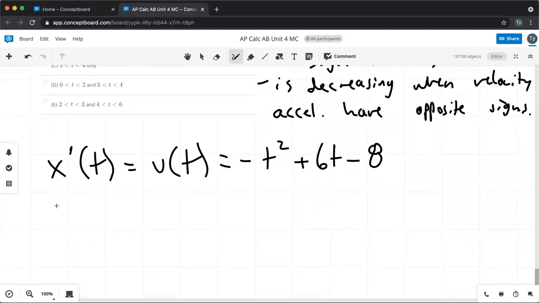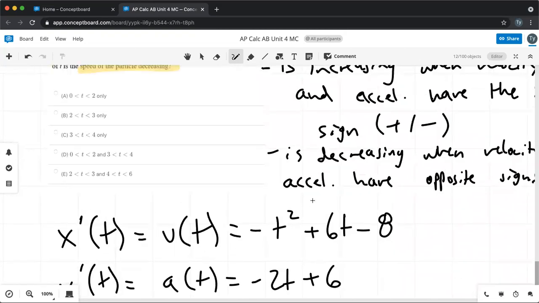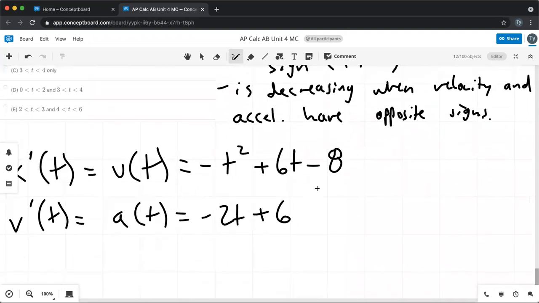Okay, so let's find the acceleration function. The acceleration function is the derivative of the velocity function. Again, we just take this derivative, and using the power rule, we get negative 2t plus 6, and this becomes 0. So how do we find when the signs are positive and when they are negative? Well, it's helpful to set these equal to 0 to find where they're equal to 0, and then we can just find the parts in between and look at the signs in between those points.